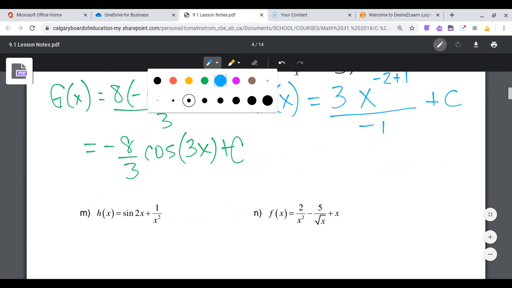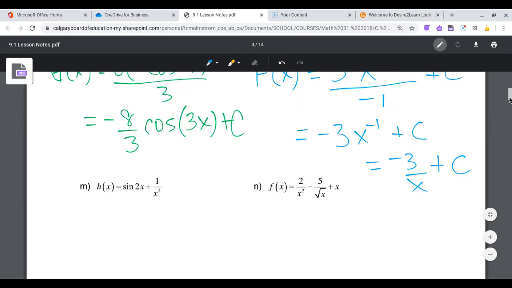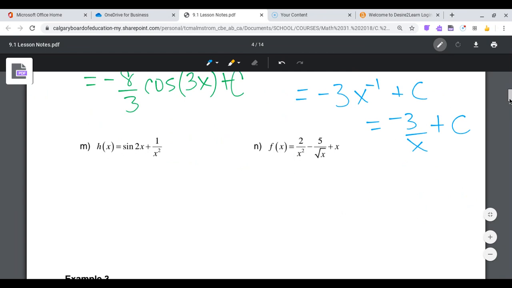Back to blue. Let's see, what would this tidy up to? We would have negative 3x to the negative 1 plus c. We could write that as negative 3 on x. That might look a little prettier as our answer, but negative 3x to the negative 1 is also acceptable as long as we remember our plus c. Not always easy to remember.